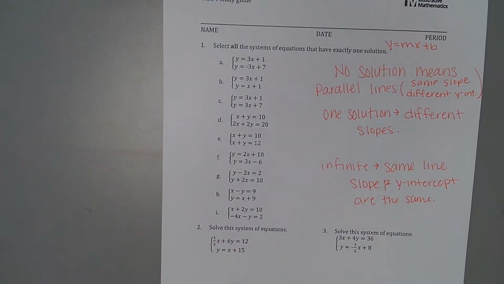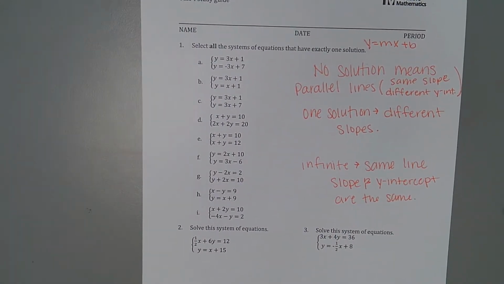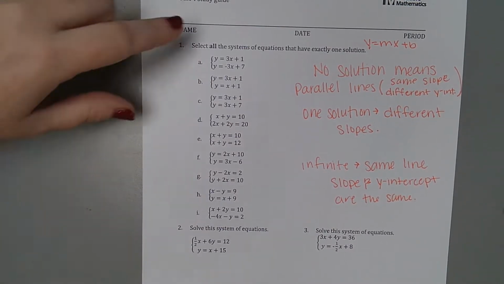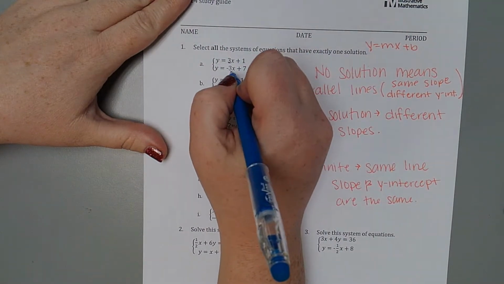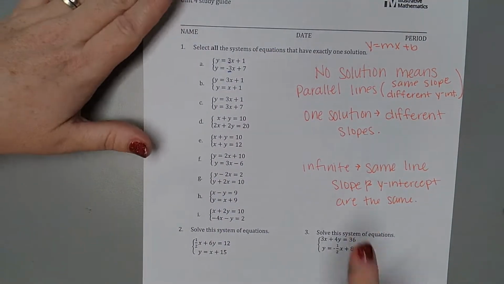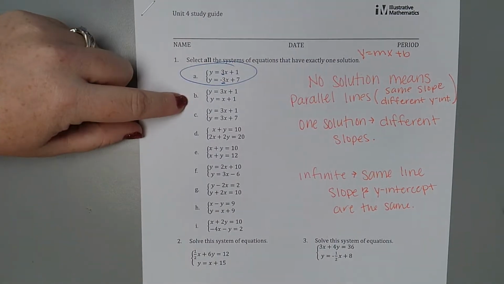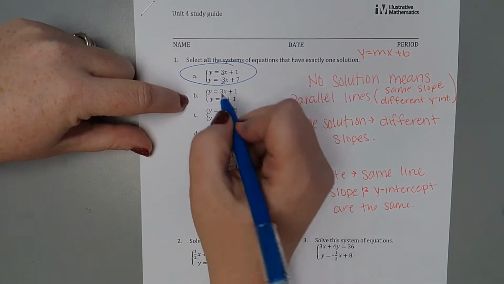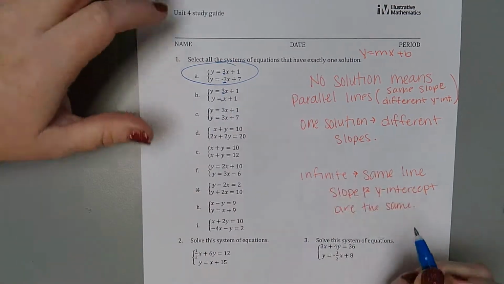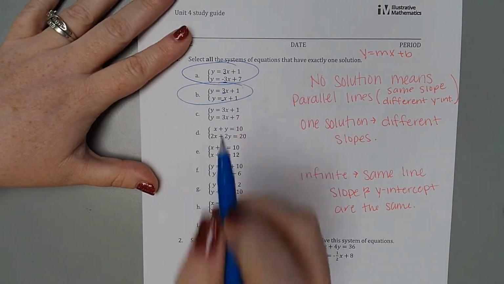All right, so now let's go through and answer these. We don't need to solve anything, so I'm really sorry, second period, because we don't need to know what the solution is. We need to know if it has one or none, or infinite. So this is my slope. I have two different slopes. That means I'm going to have one solution. B, I have two different slopes. That means I'm going to have one solution.